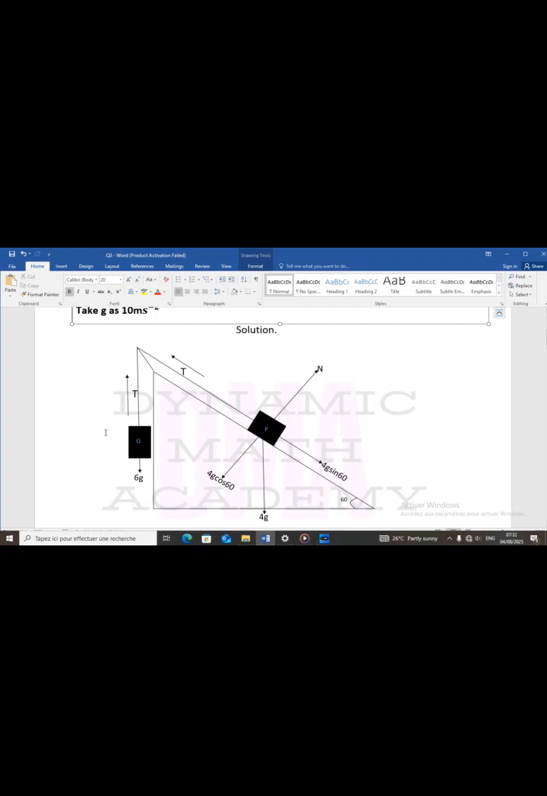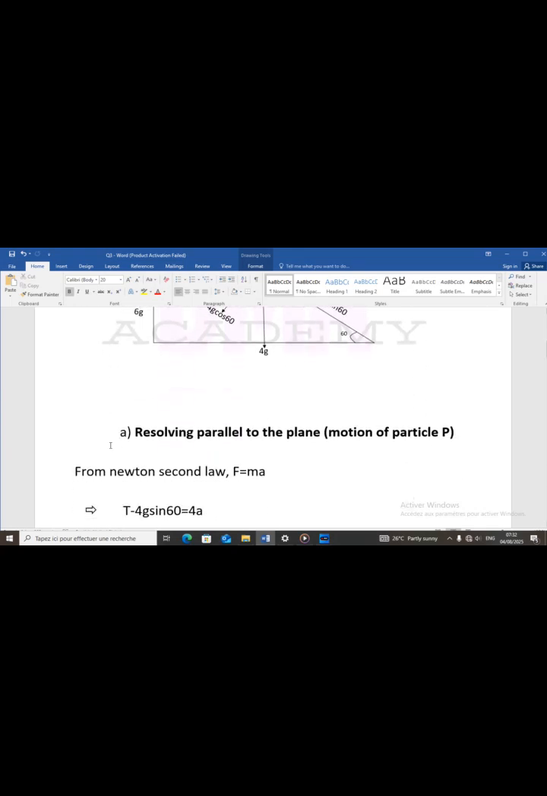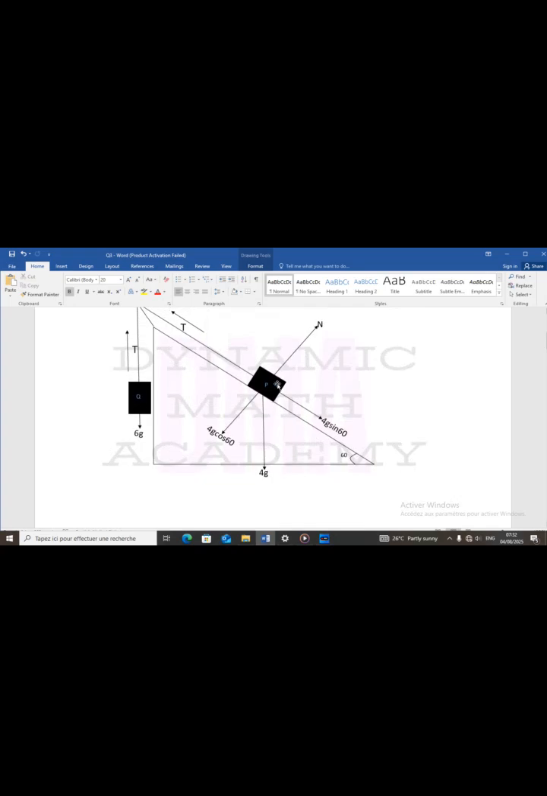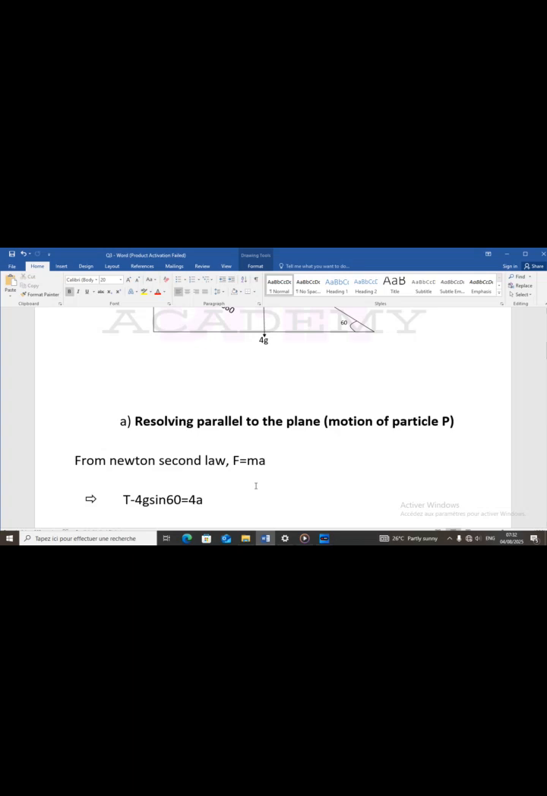downward, downward, downward. Okay, so in that case, if you are to follow P, the force causing the particle to go upward is the tension force, and 4g sine 60 will act like a resistive force. So we're going to have the tension minus 4g sine 60 equals 4a. That's the mass times the acceleration. The mass of particle P was found to be 4 kilograms and the acceleration is a.